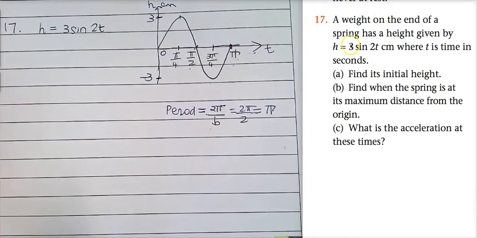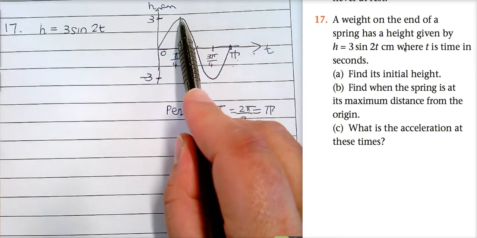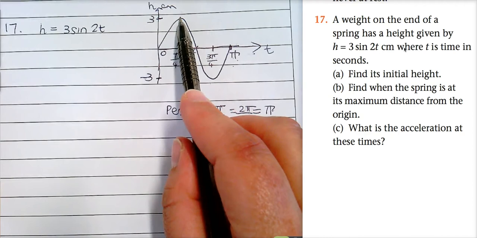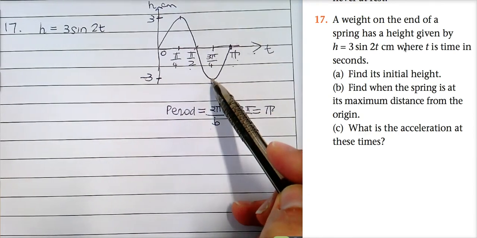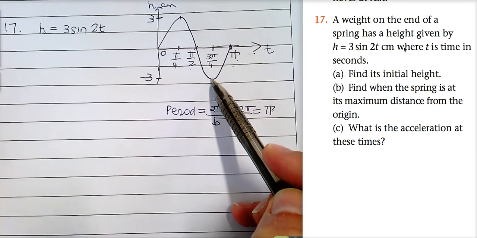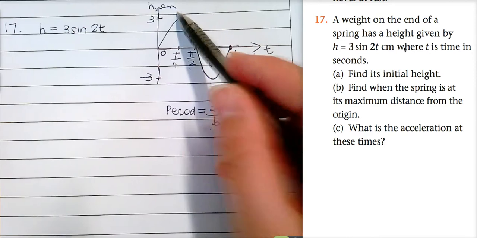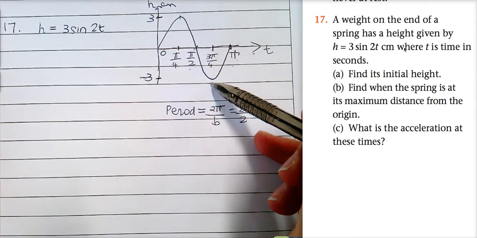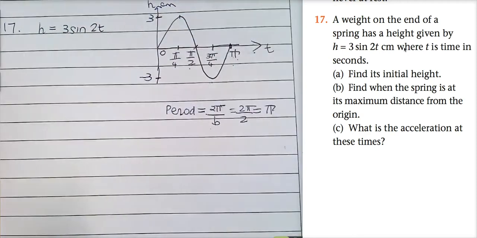Because look, h is 3 sine t centimetres, okay? So it's 3 centimetres to the what? Right or left of the origin up here? Plus 3. Down here it's 3 centimetres to the left. So you would say at those times, at there it's 3 centimetres to the right, at this time it's 3 centimetres to the left. And the acceleration, we'll look at that in a minute.